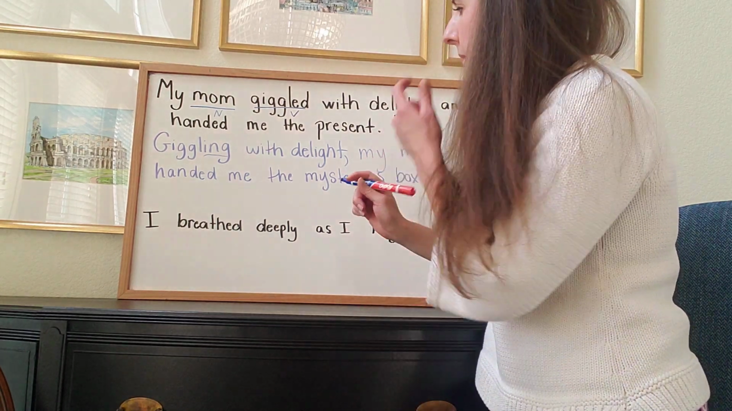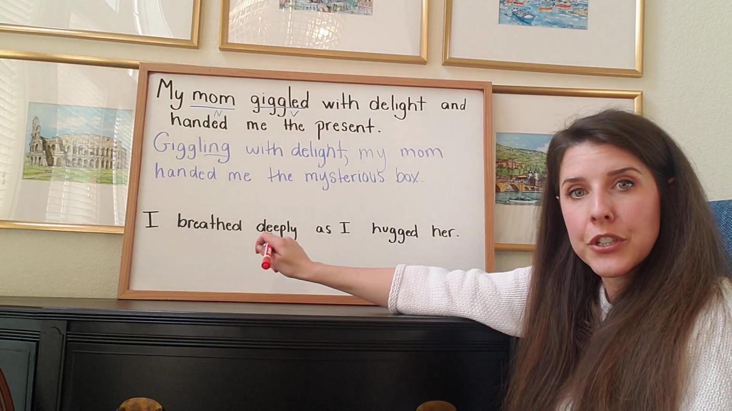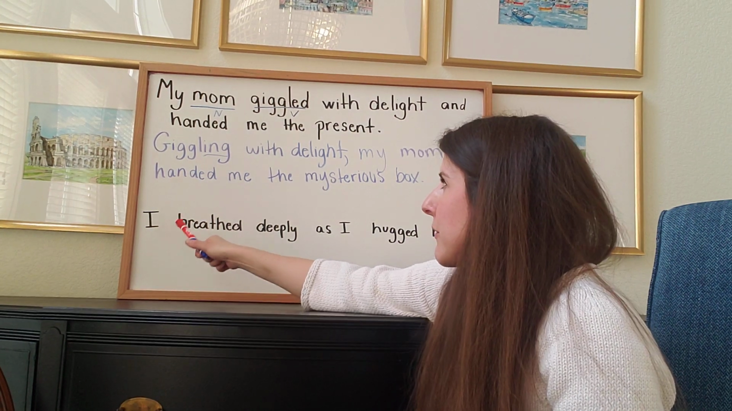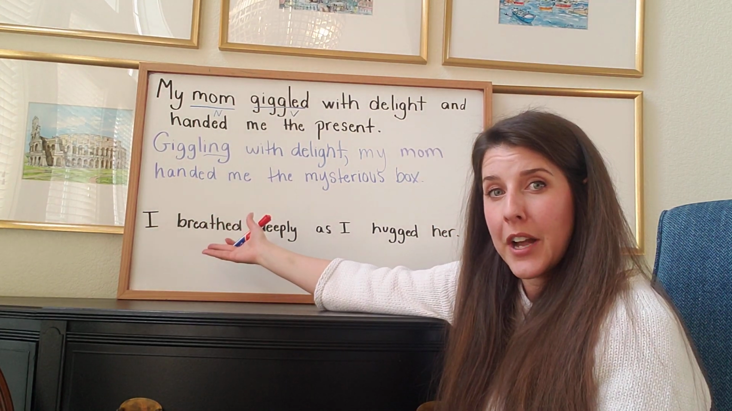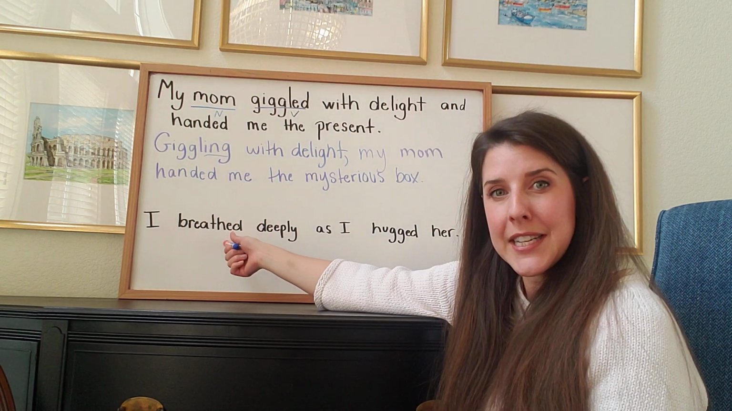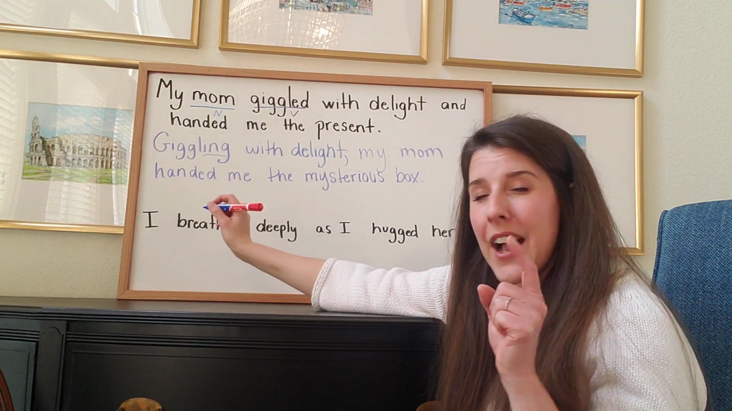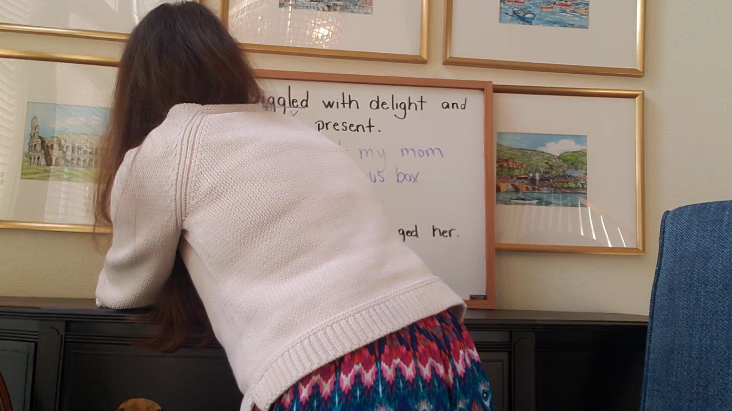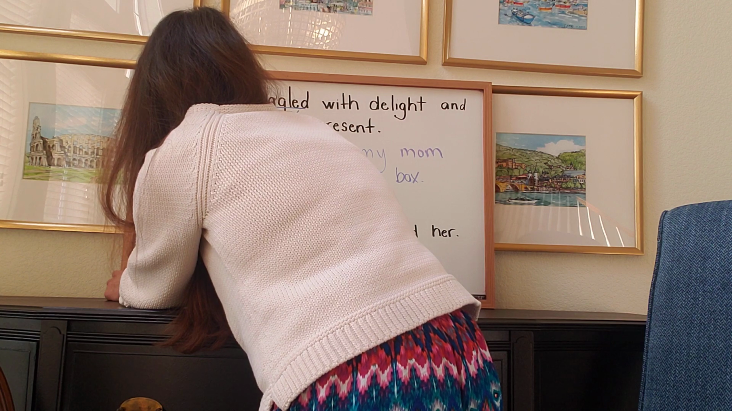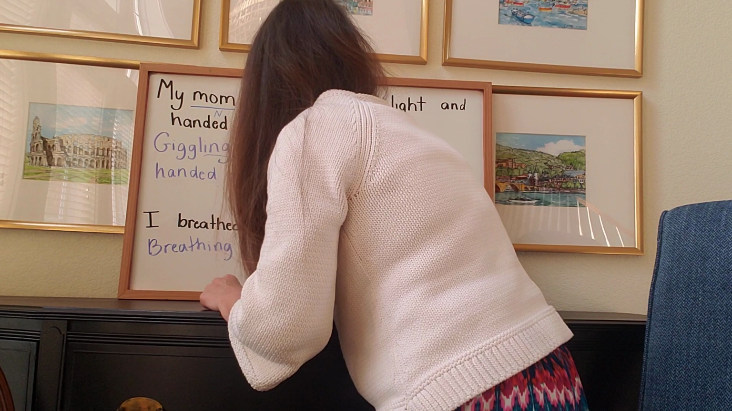Okay, let's try it one more time. On this next one, I've got, I breathed deeply as I hugged her. This time, I've got a noun, well actually a pronoun, and then the verb, which is the typical way that we write our sentences. Now we're going to flip it so that we start our sentence with the verb breathed. But I remember that instead of starting it in past tense, I need to start it with an ing. So I'm going to write breathing deeply. And then of course I need my comma.